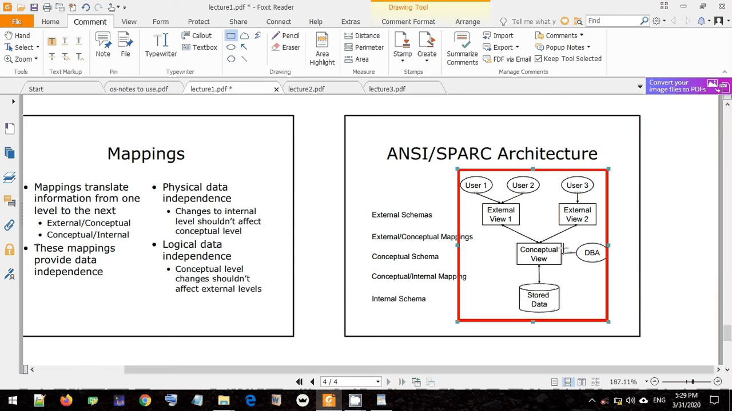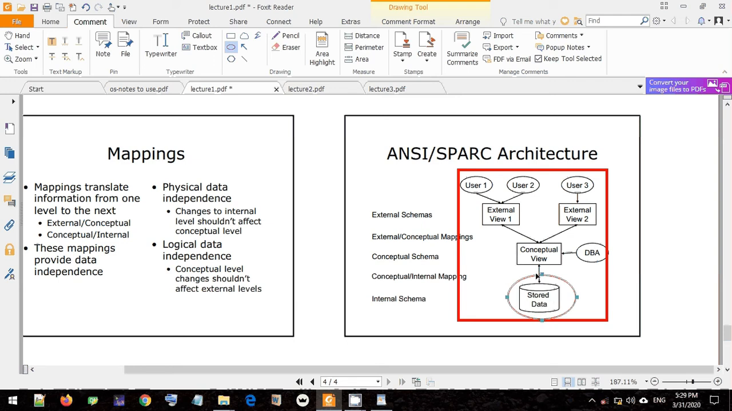On the right hand side, we have a diagram that starts from, let's start from the bottom. The bottom describes the physical layer where data is stored. Then it moves to the relation. This relation is what we call the conceptual internal mapping, because it links the conceptual level to the physical level.